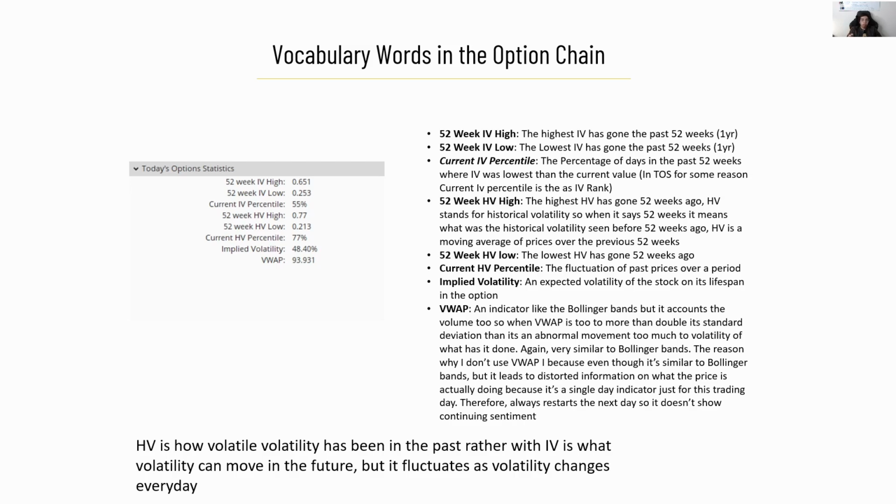So implied volatility is the expected volatility of the stock over its lifespan in the option. It's basically what I just said. And VWAP, maybe some of you have used the indicator VWAP, but VWAP is always in the option statistics because it's used as a volatility measure. The VWAP is actually an indicator like the Bollinger Bands, but it accounts for the volume too. So when VWAP is more than double the standard deviation, that's an abnormal movement. When it's above the standard deviation, there's too much volatility compared to what it has done previously. Again, it's very similar to Bollinger Bands in that sense, only with volume.